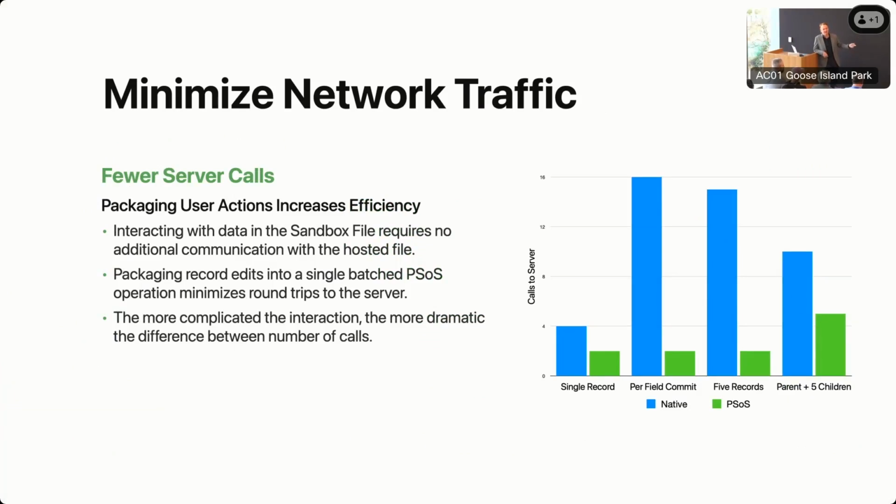Second one is, well, what happens if I commit after every field change for that one record? See a lot more server calls. Then I'm doing 5 fields for 5 records. And then the last is if I'm modifying one parent with 5 children via portal. But you can see in all cases, modifying natively, the client just clicking into fields and modifying the hosted data, versus packing all those changes and sending them to the server, far fewer calls to the server.